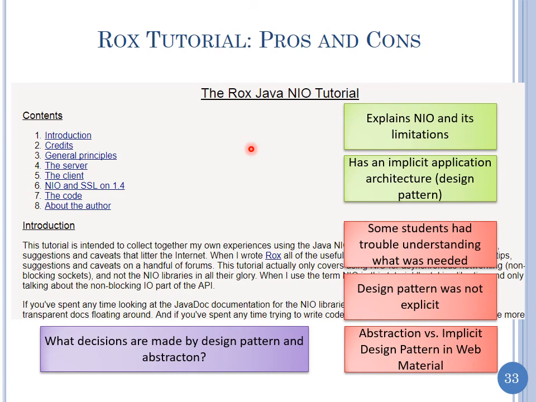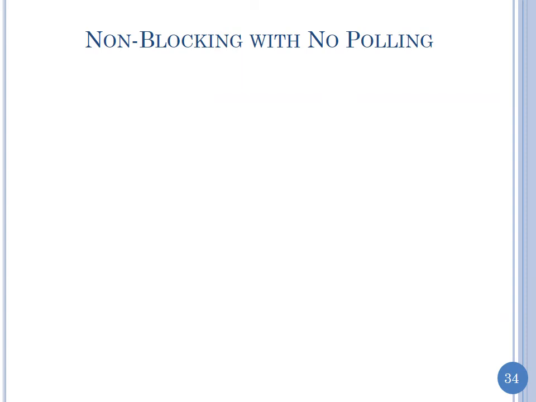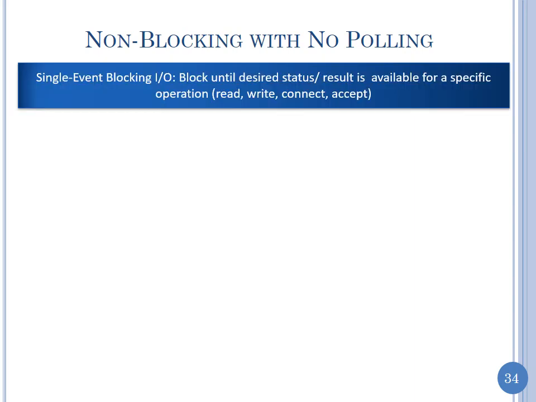But let's see what the decisions are that are made by the NIO manager. And these are the decisions you have to live with in your assignment. So some of these decisions come from the rocks tutorial. Sorry, some come from the rocks tutorial, and some I've made. Okay. And before we go to those decisions, let's see how NIO works in its generality, and then we can see how we narrow its use.